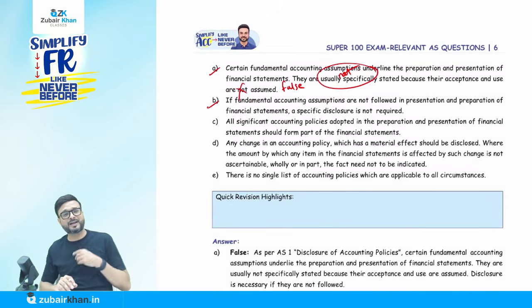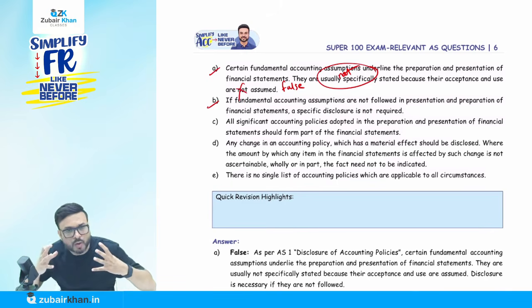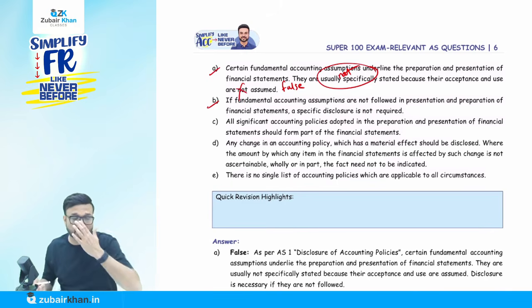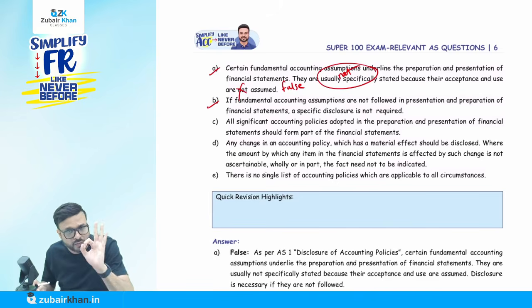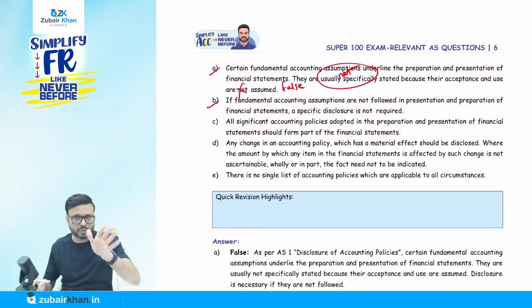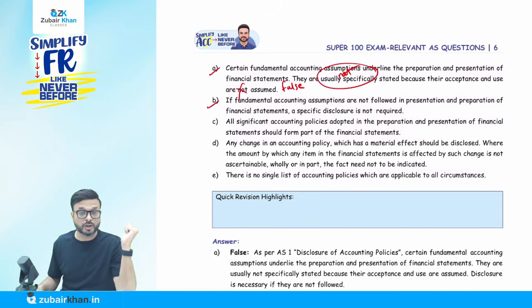And don't worry. When I teach, my purpose is to make accounting like never before, so we will make it so simple. Keep one thing in your mind: even following this revision series, you are going to score 60+ in advance. It is a very easy subject. Do you find anything difficult in AS1? Even people afraid of AS15, AS22, they are not at all difficult.